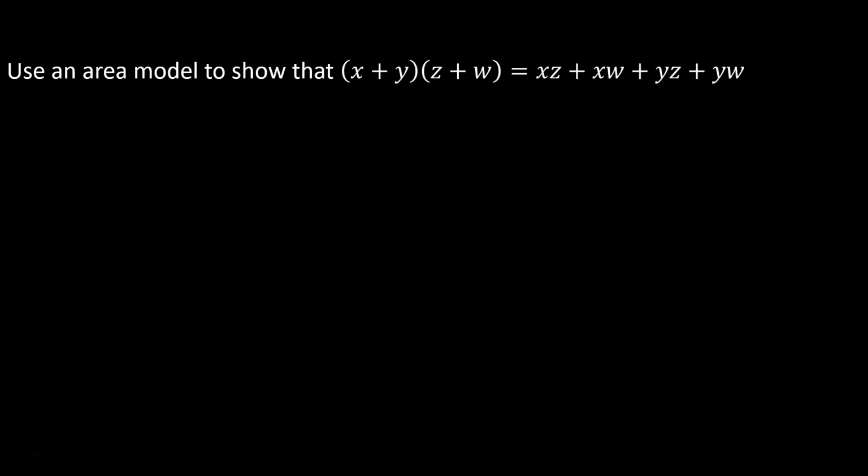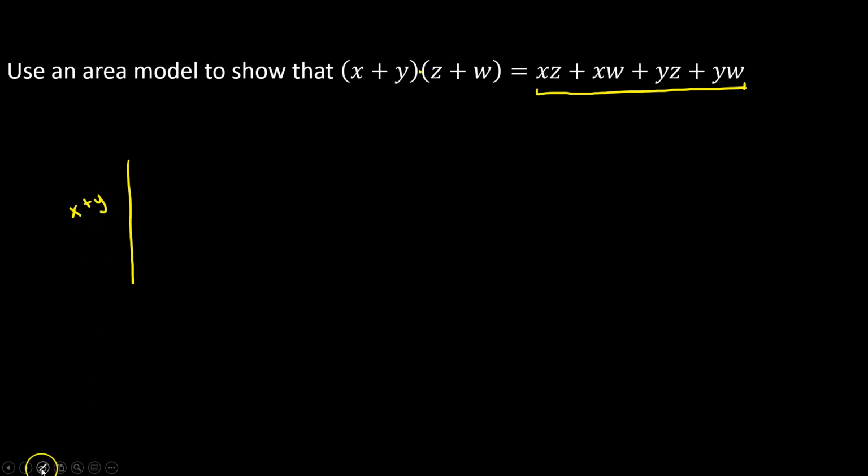Let's do some examples here. Let's use an area model to show that the product that we have on the screen, so x plus y times z plus w, is equal to x times z plus x times w plus y times z plus y times w. Now, if we were to do the array model or the area model, what we need to do is represent each of these numbers with some area. So x plus y, I'll represent that on this vertical line that I've drawn.